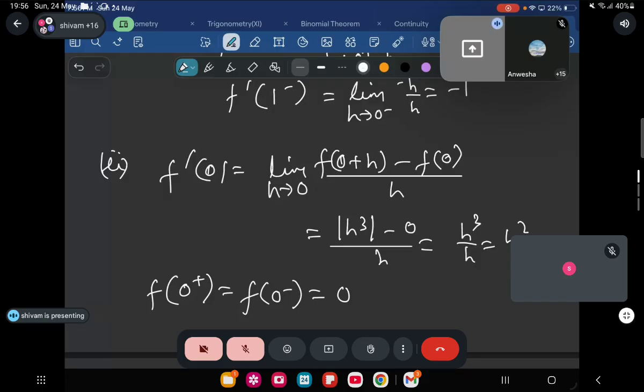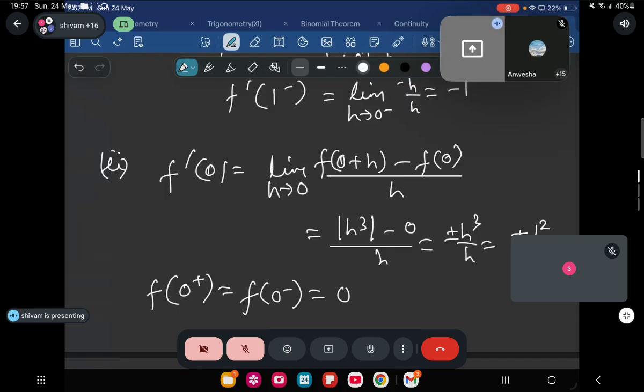Oh, I understood what you are trying to say. My bad. So plus minus h cube by h, basically, it will be plus minus h square. You are saying, right? Yes. Okay, but anyways, f of 0 plus, f of 0 minus 0. Some other value does matter. Over here, you see, we have mod, but still the function is differentiable. Are you getting? So there is some special property of x cube.